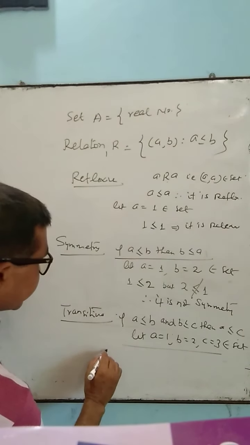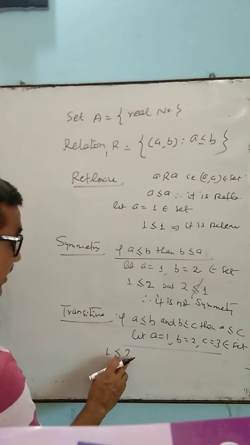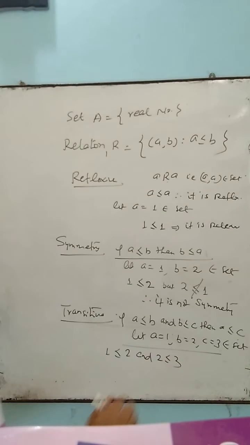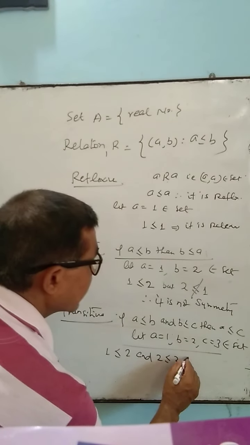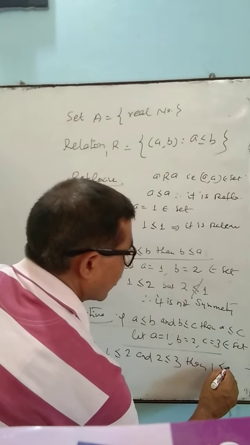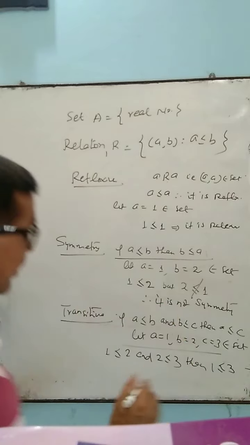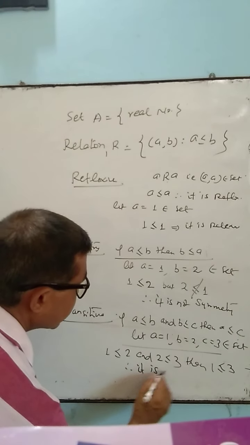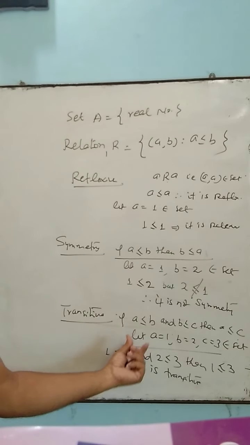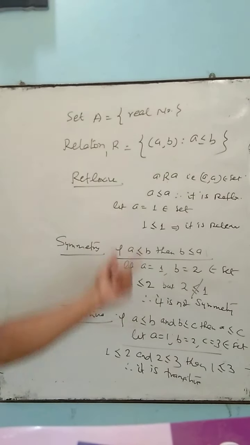Now check. 1 is less than or equal to 2. Definitely 1 is less than 2. And 2 is less than or equal to 3. Definitely 2 is less than 3. Then A means 1. 1 is less than or equal to 3, which is always true. In dono mein se ek true hona chahiye. Therefore, it is transitive. Clear? So I have taken example also and clarify with the formula also. So please go through very clearly.